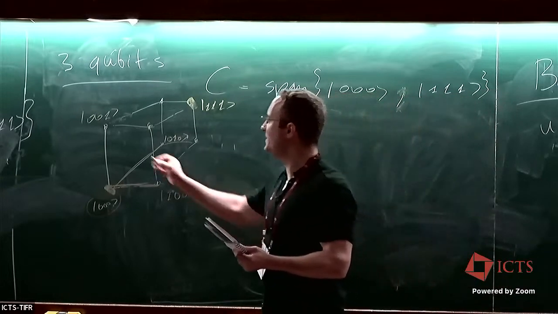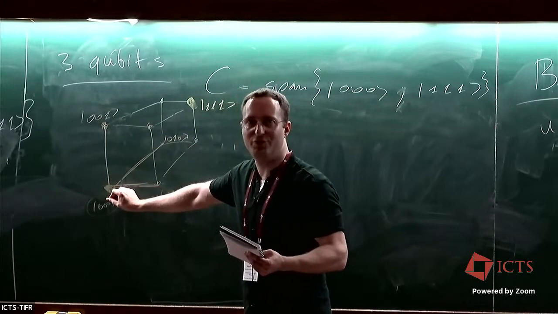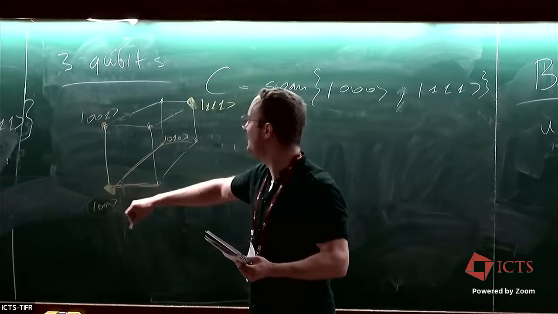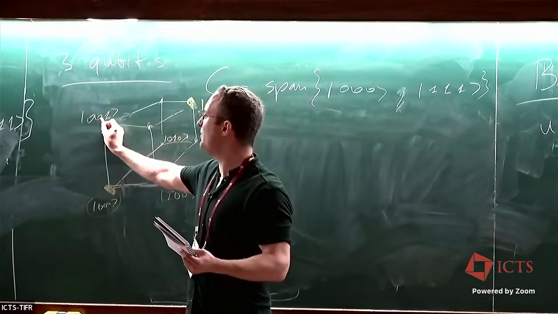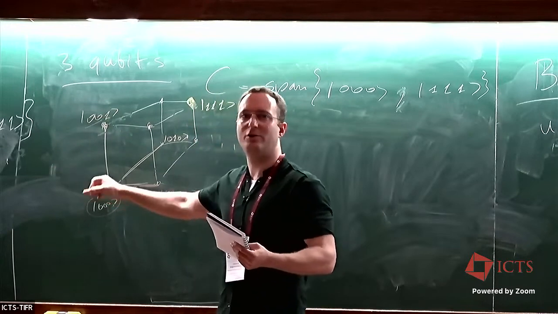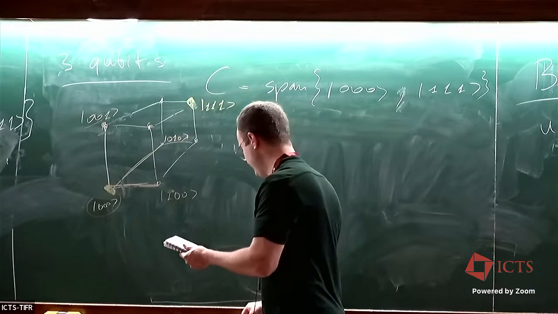Why? Because this state is going to be closer to 0, 0, 0, and it's going to be further from 1, 1, 1. To go to 111, I need to apply 2 bit flips. To go to 000, I need to apply only 1. And so in this case, I will be able to correct.